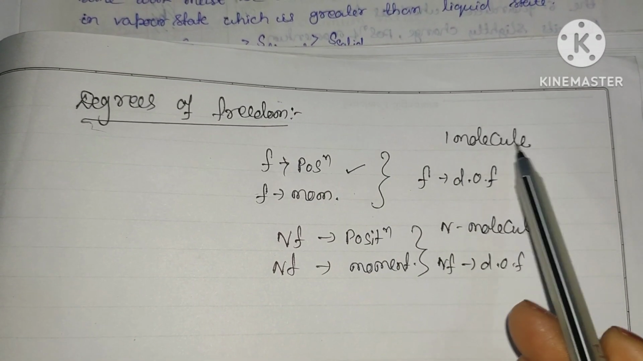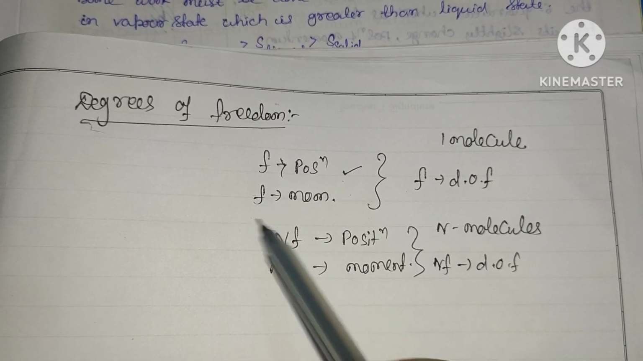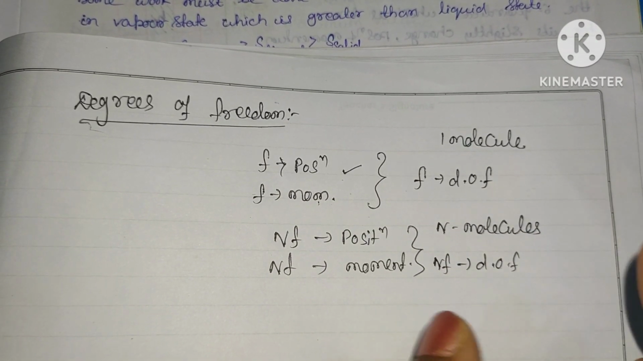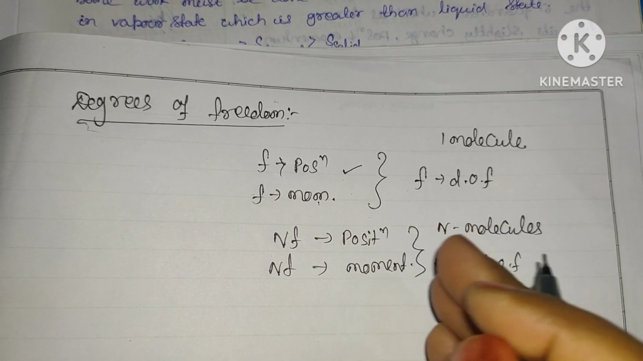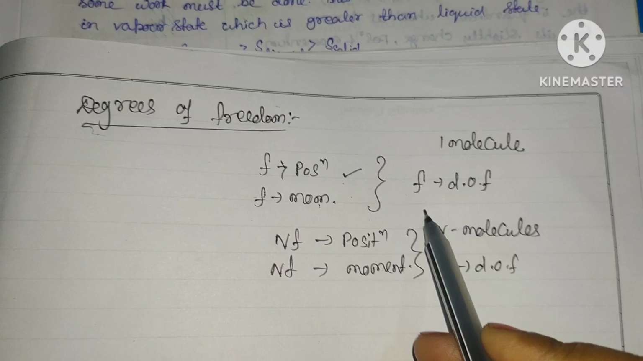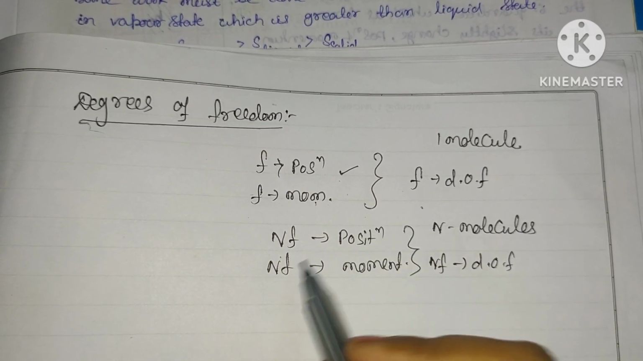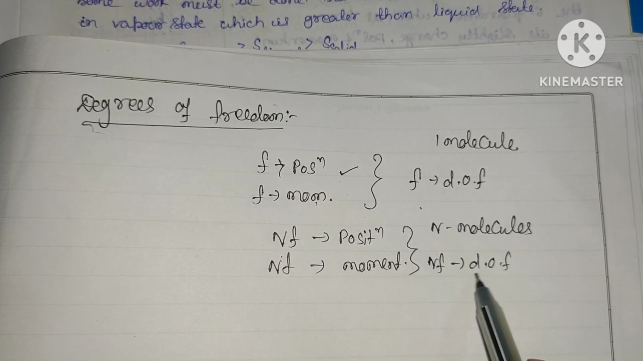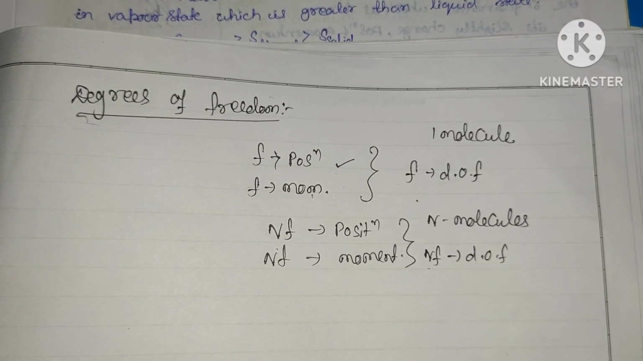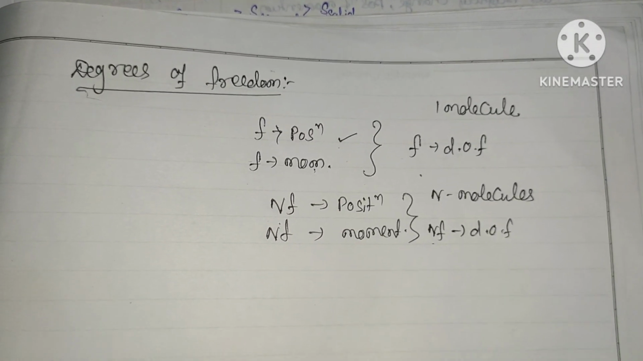So for one molecule, if F is the position coordinate and F is the momentum coordinate, and we want to calculate the energy expression, then we can say that there are F degrees of freedom. And if there are nf position coordinates and nf momentum coordinates for n molecules, then this nf represents the degrees of freedom.